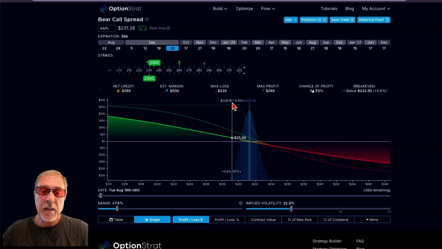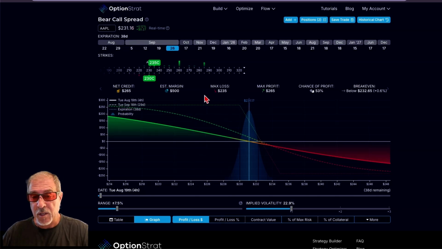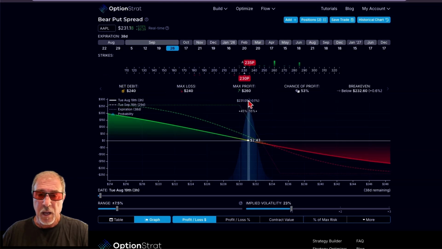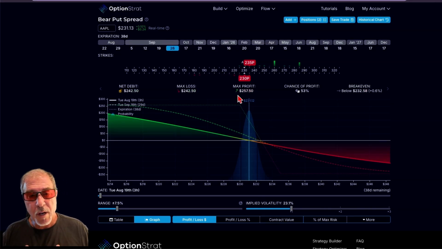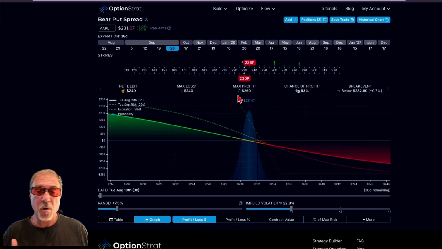So the payoff is pretty much about the same. This is max loss 235, max profit 265. Here, max loss 240, max profit 260. Of course, these numbers are going to change a little bit as the bid-ask spread moves around on me. So it's important to note that many times with options trading, you can have two totally different trades, one using puts, one using calls, and they have essentially the same P&L diagram, the same profile.